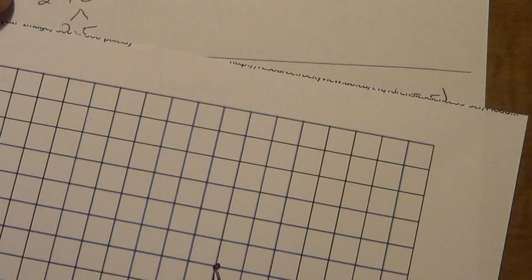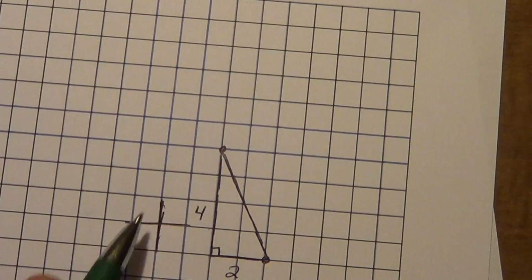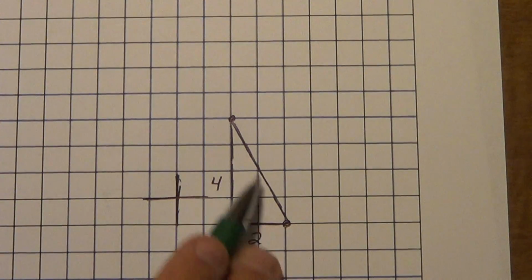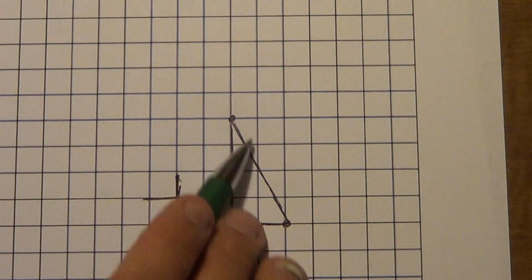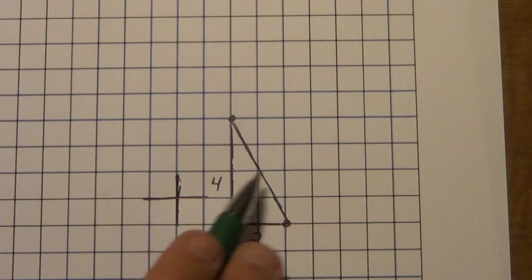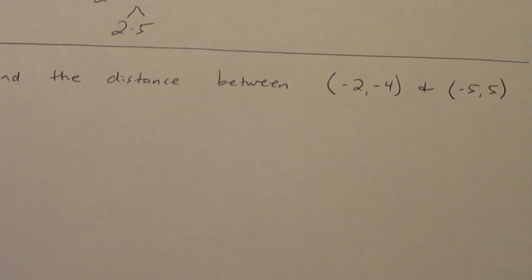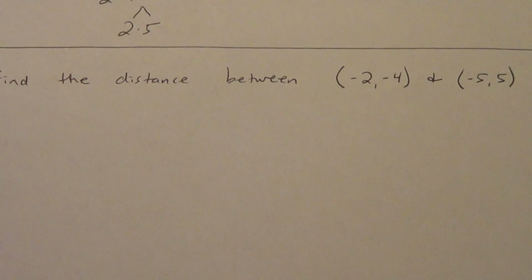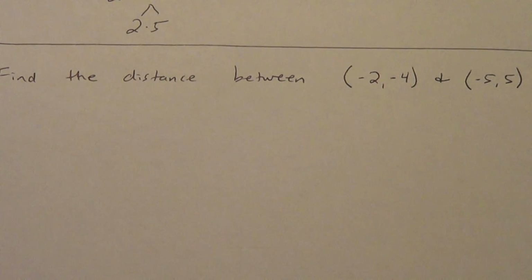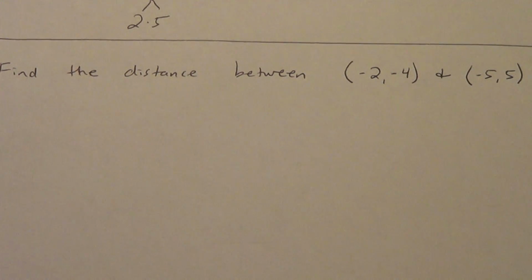Right? You do not have to do these on a graph. I'm just kind of showing you why it works, and it's all because of this right triangle, and you are finding c. A squared plus b squared equals c squared. All right, so last example. I want you to copy this down, find the distance between negative 2, negative 4, and negative 5, 5. Copy it down, pause the video, solve it, and then come back and we're done.